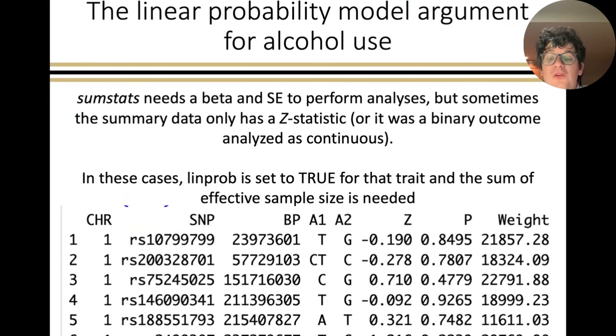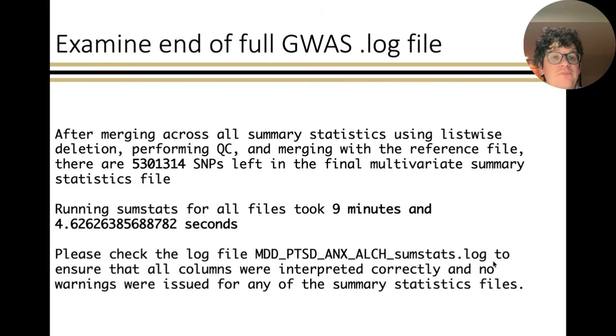So here's an example actually of where the linear probability model needs to get used, where in the alcohol GWAS data, you have chromosome, SNP, A1, A2, but instead of an effect column, you just have the Z statistic. And so here we're going to set linprob to true, but you're going to see in the code in a second that we're still going to set NA for sample size, because this weight column you would see in the README is actually the sum of effective sample size from the Ricopili pipeline for the PGC. So we don't need to separately provide a value for that argument because we have the SNP-specific values here.